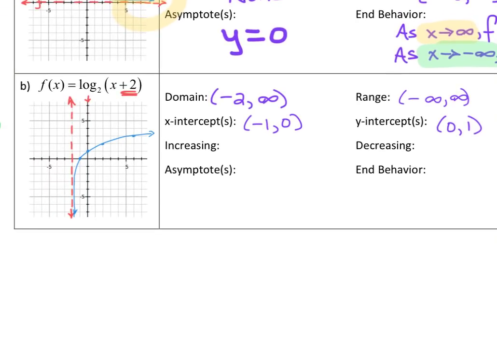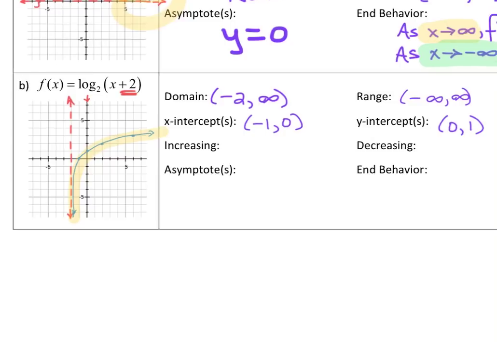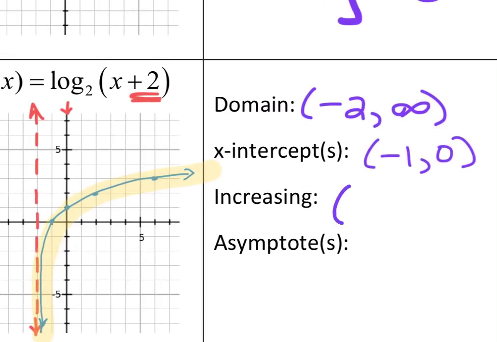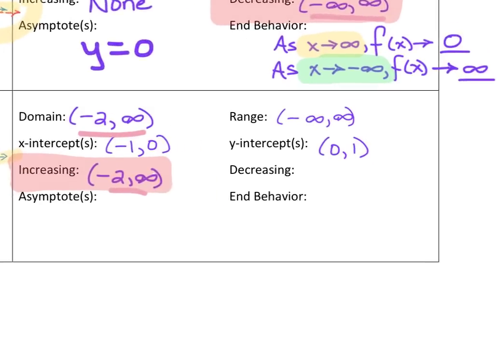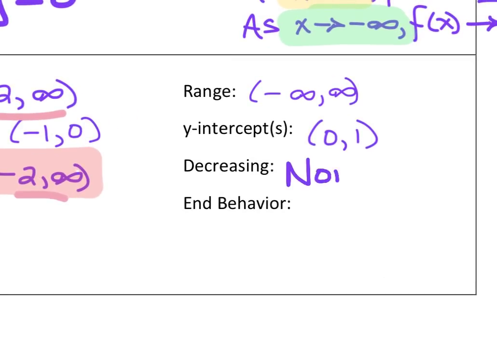And hopefully you can see as you look at the graph that the entire graph is increasing. So this graph is increasing over the domain. And notice in both the decreasing interval for letter A and the increasing interval for letter B, those numbers, the -2 to infinity here, all match the domain. So whether it's increasing or decreasing for exponential and logarithmic functions, it'll match the values in the domain. And whether it's increasing or decreasing, the other is going to be none.